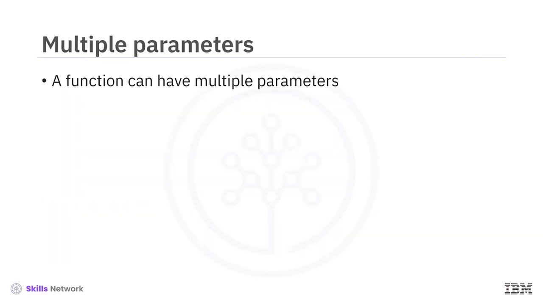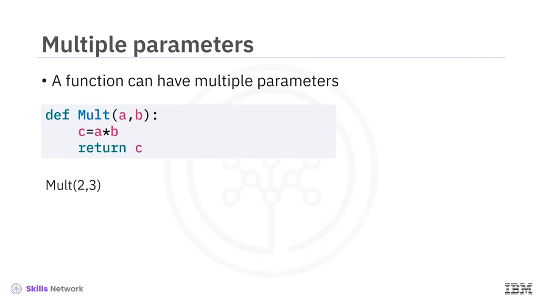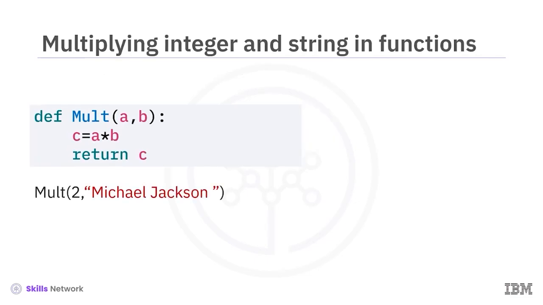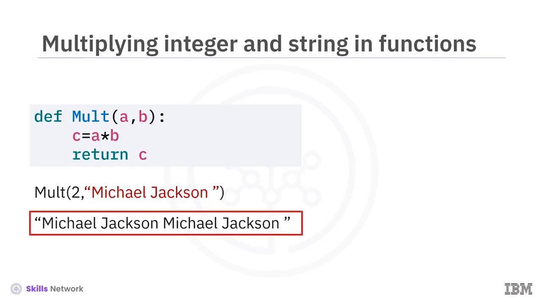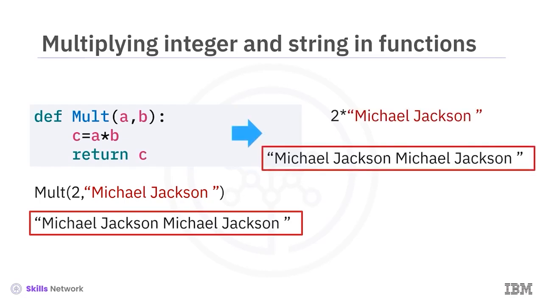A function can have multiple parameters. The function mult multiplies two numbers. In other words, it finds their product. If we pass the integers 2 and 3, the result is a new integer. If we pass the integer 10 and the float 3.14, the result is a float, 31.4. If we pass in the integer 2 and the string Michael Jackson, the string Michael Jackson is repeated 2 times. This is because the multiplication symbol can also mean repeat a sequence.